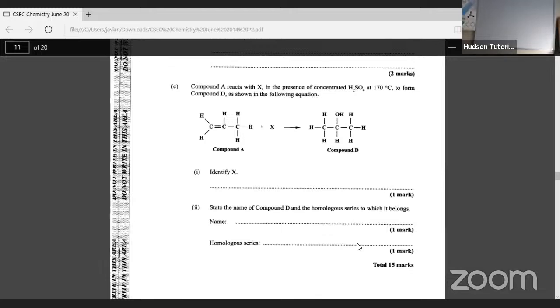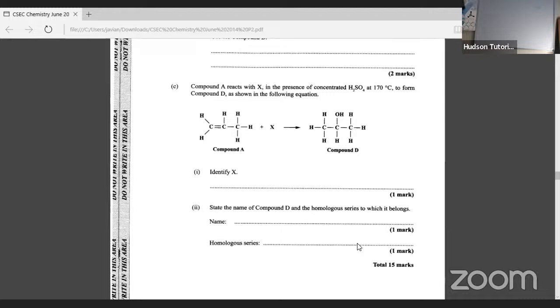All right, so it says compound A reacts with X in the presence of sulfuric acid at 170 degrees Celsius to form compound B. It says identify X. Let's look carefully. This is a type of reaction known as hydration. So it's hydration of alkenes. Alkenes will react with steam, right? So let's look at the reaction on my whiteboard.